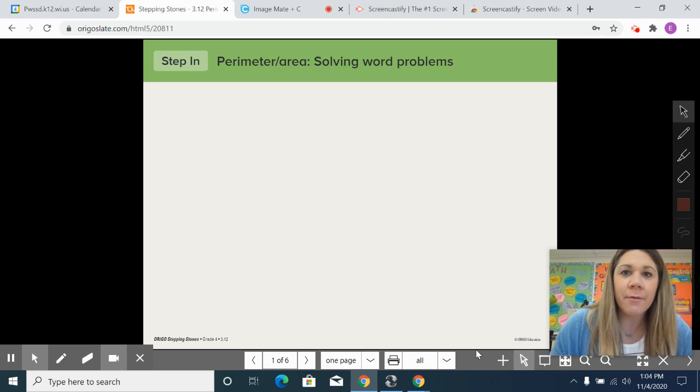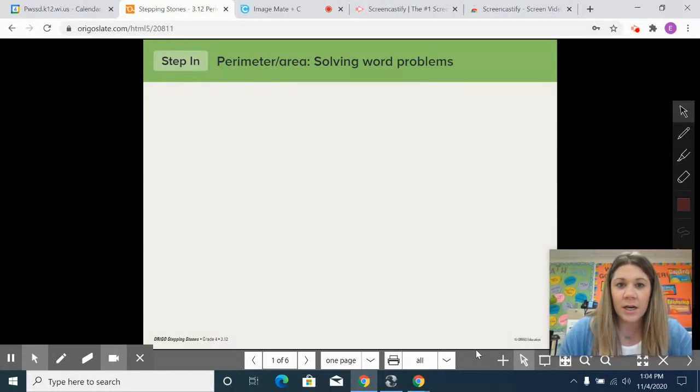We are going to be taking perimeter and area and we're going to use it to solve word problems. So before we start, I want to talk again about area and perimeter and what they're used for. Remember, area is looking at an array and finding out the amount of space that is inside of that object or that shape. So you're covering amount of surface.